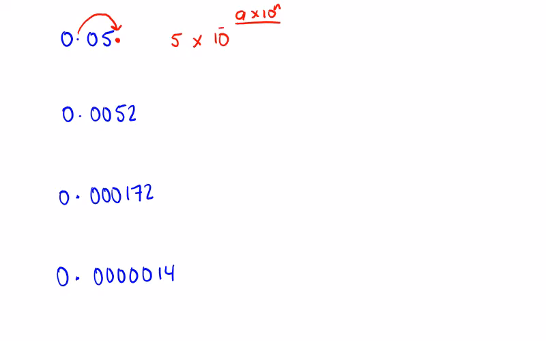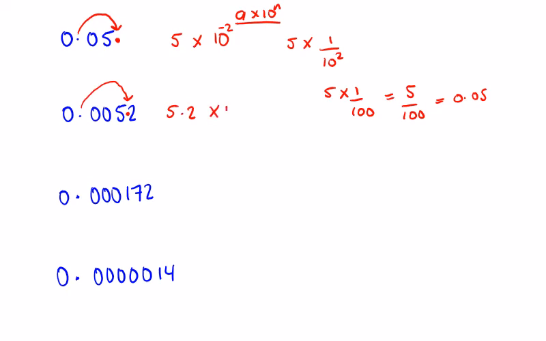So you may think about negative indices for these ones. So this is multiplying by 5 times 1 over 100, or 5 times 1 over 10 squared, back to our laws of indices. So 5 times 1 over 100 is equal to 5 over 100, which is equal to 0.05. So that's where the negative index is coming from. We're making these numbers smaller by multiplying by a negative index. So initially we're going to make it bigger. 5.2. How many decimals am I moving in? 1, 2, 3. So 5.2 by 10 to the power of minus 3.